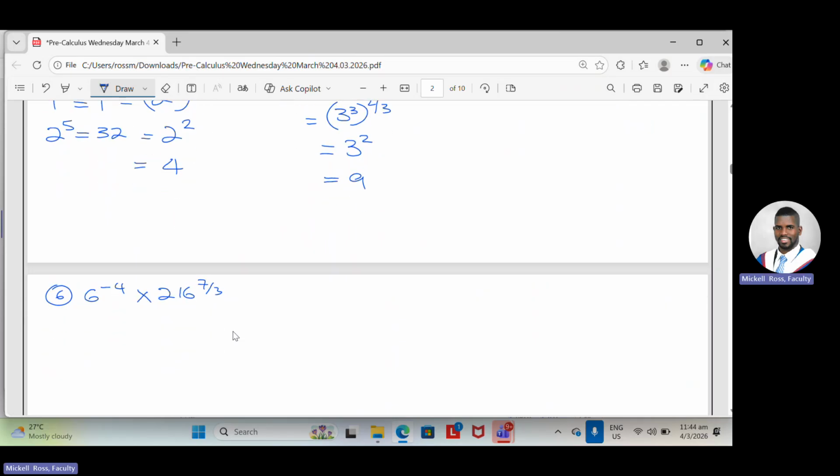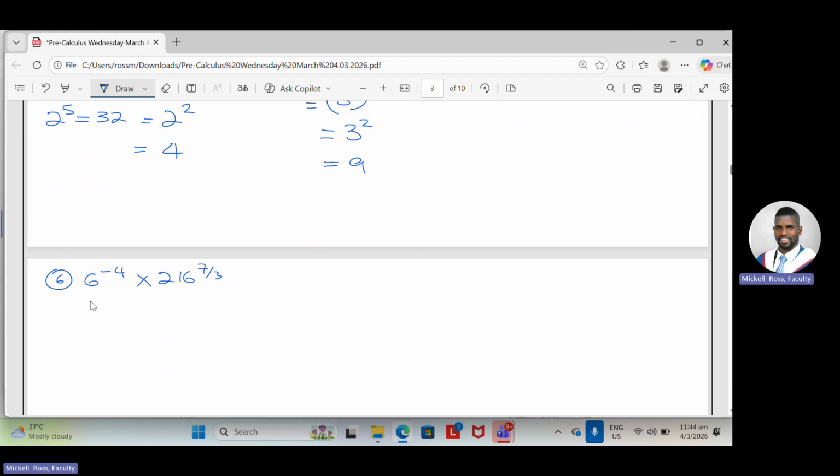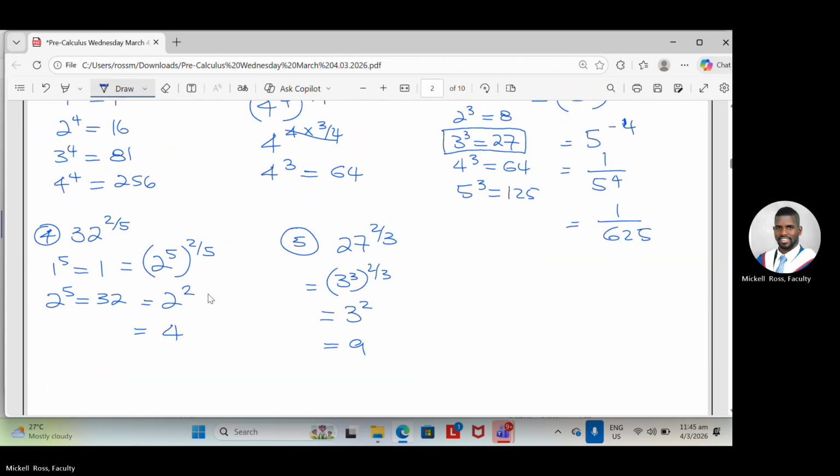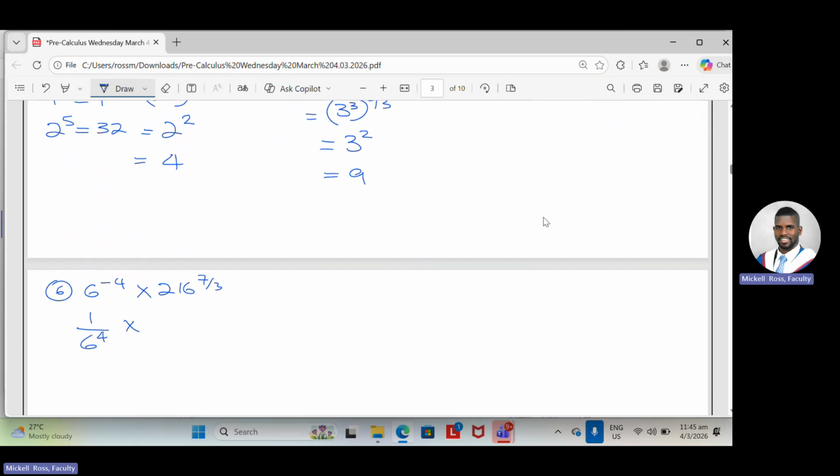So what we can do is this. This is the same thing as saying 1/6 to the 4th power, times, well, that looks like 6 to the 4th power times what number? When you cube it, it's equal to 216. 6 cubed is equal to 216. So 6 is the one that we're looking for. So 6 cubed, to the 7/3.